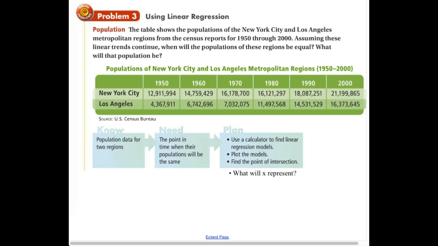So we are going to enter this and do some lines of best fit for each of these. For our years, we're going to have 1950 be x equals 0. So we're going to let x equal years since 1950. 1960 would be 10 years later. 1970 would be 20 years after 1950. And if we keep going, we are going in 10-year increments.